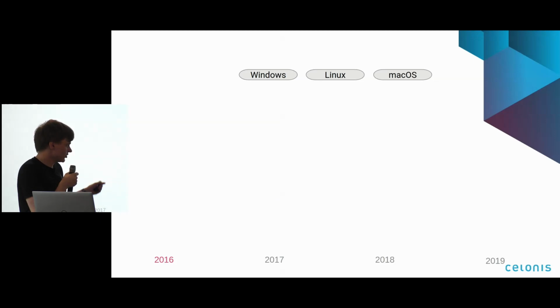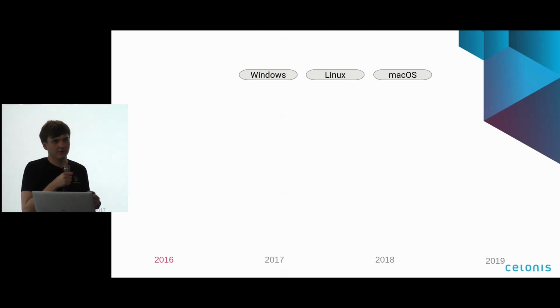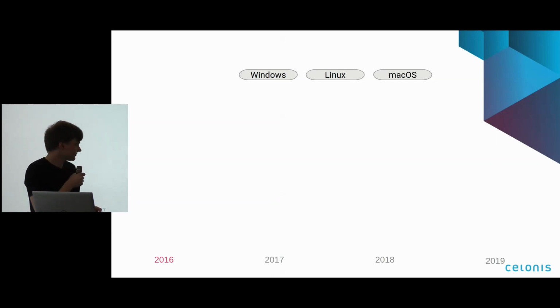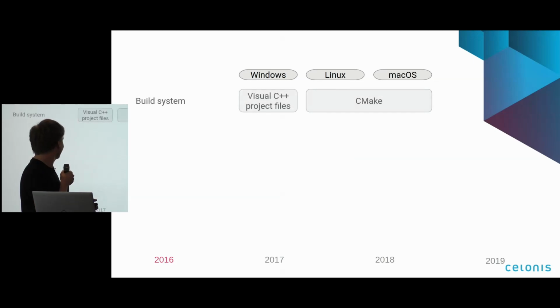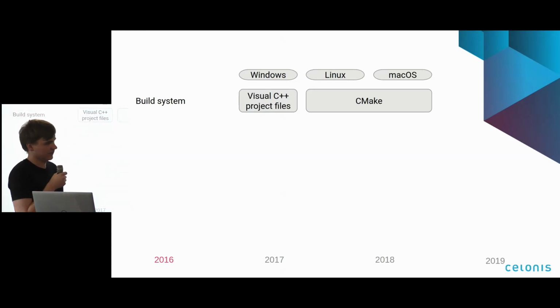So I want to show you an overview from 2016 to now, how our build system changed, how we adapted, what our changes were, and what we learned from it. We start with the 3 platforms we had to support: Windows, Linux, and macOS. In the beginning, as build systems, we had Visual C++ project files for Windows, and for the Unix OSs we basically had CMake.